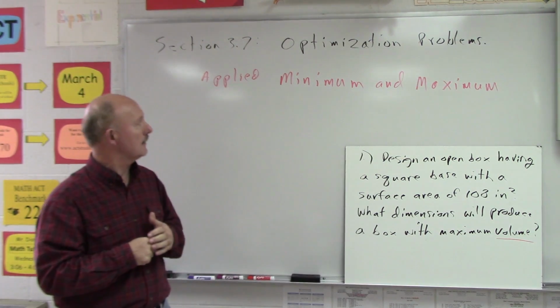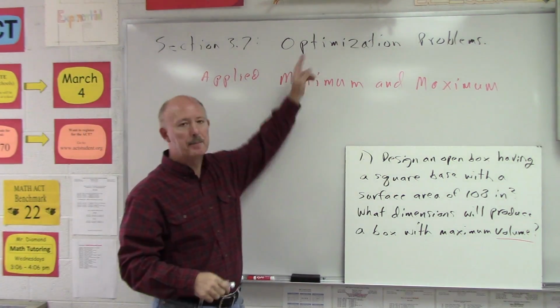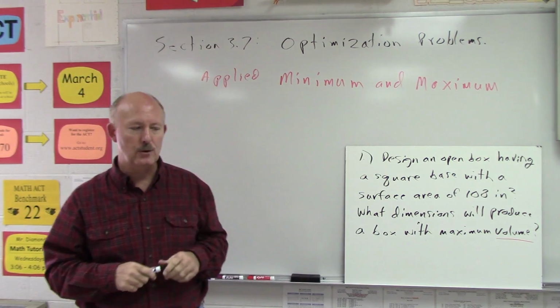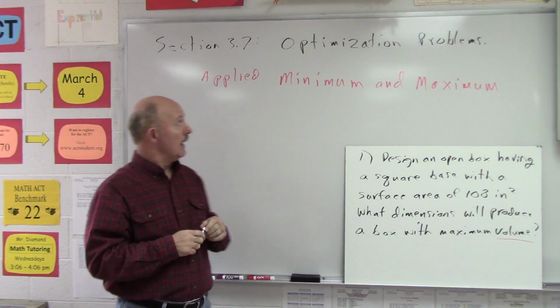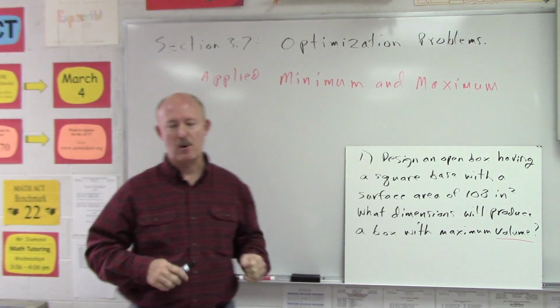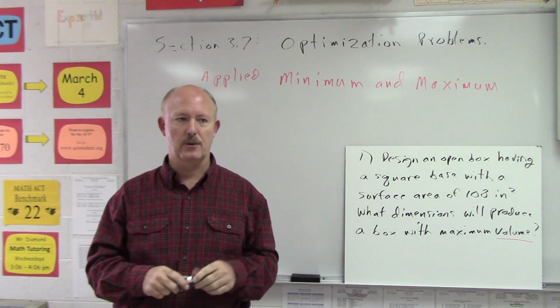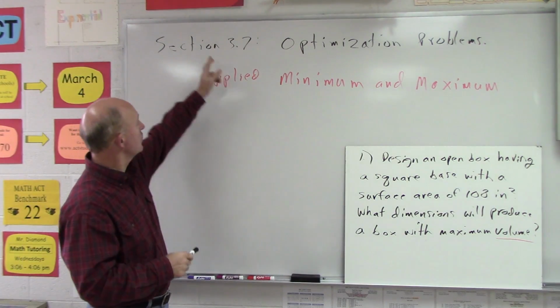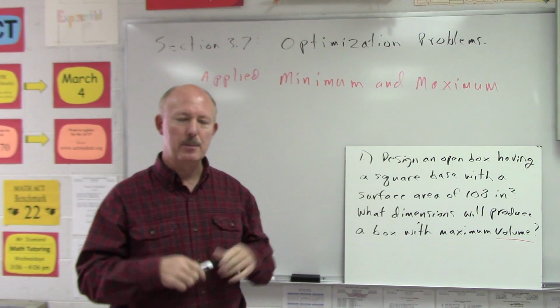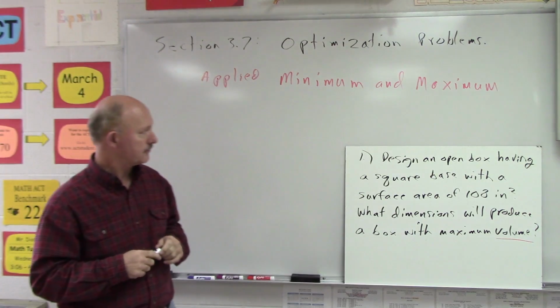Today we're going to look at some optimization problems. I'm going to solve just a couple of problems, about four today. Optimization problems are applied minimum maximum problems. These are some reading problems. In our textbook, this is section 3.7. So we're going to see if we can do a couple of fairly common problems.